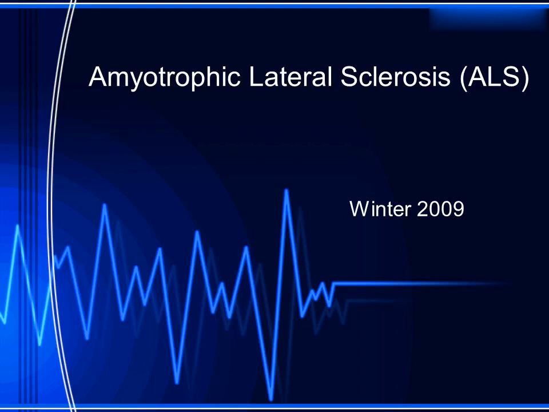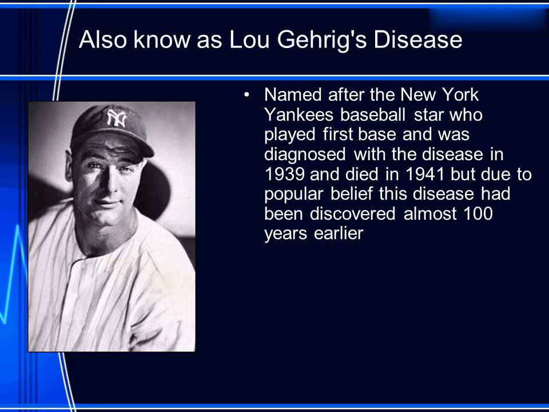Amyotrophic lateral sclerosis, ALS. Winter 2009. Also known as Lou Gehrig's disease. Named after the New York Yankees baseball star who played first base and was diagnosed with the disease in 1939 and died in 1941, but due to popular belief this disease had been discovered almost 100 years earlier.